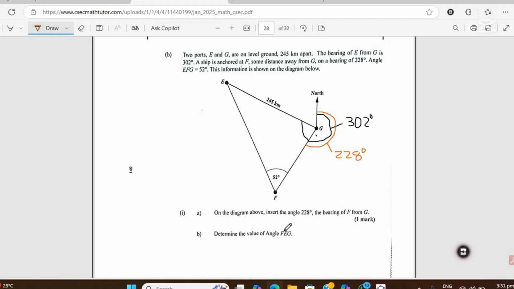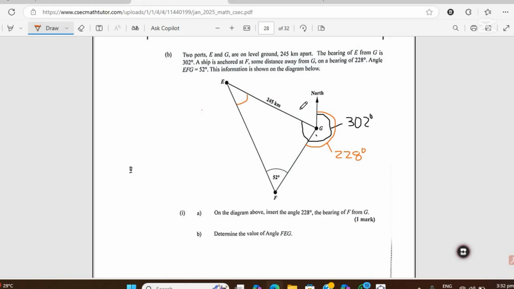FEG. So the angle must be at E, coming from the two lines F and G. So the angle that we're looking for must be at E. The middle letter tells us where the angle is formed. So we want to know what is this angle here? And how can I use the angle properties that I just learned to find this angle here or any other angle property that I already know?